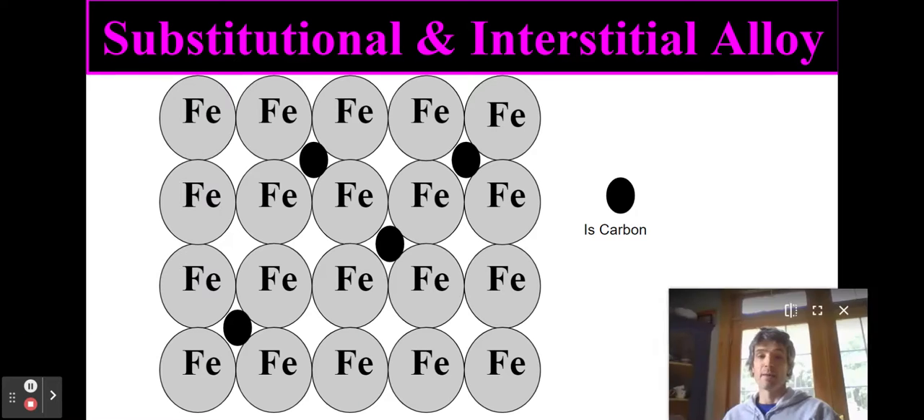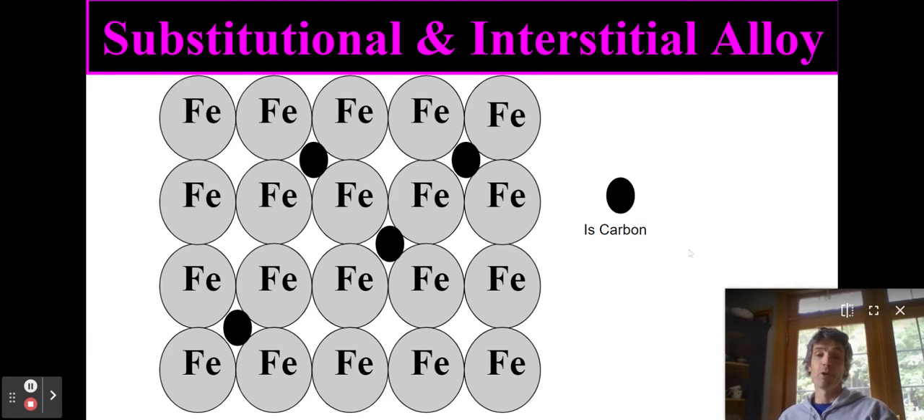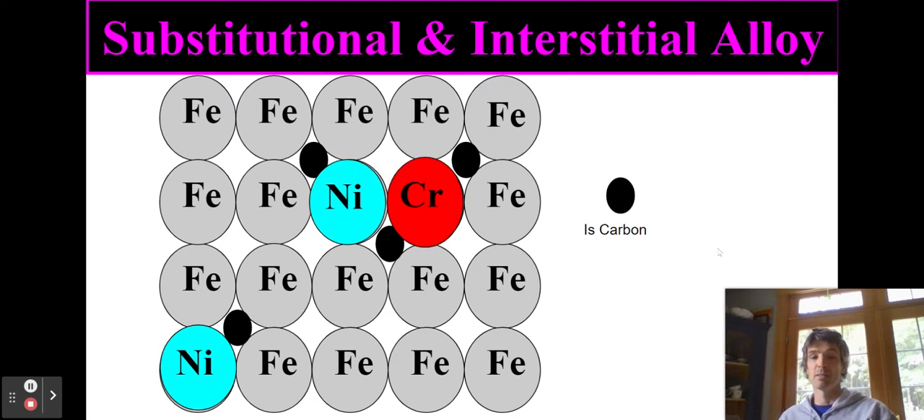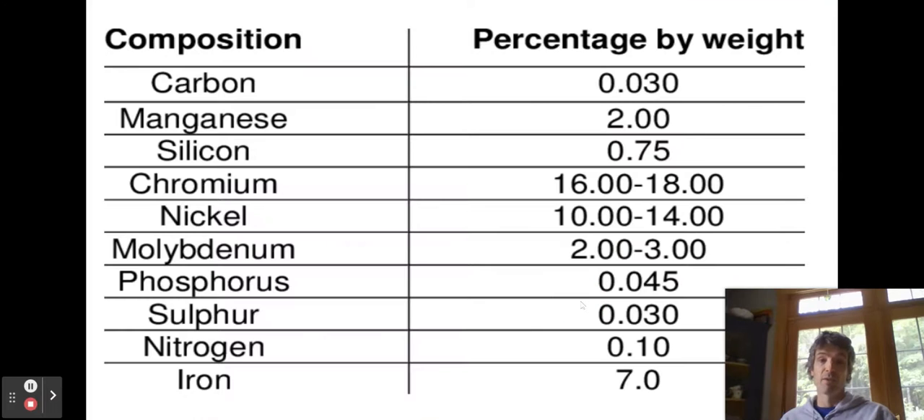Now, you can combine them. You can have both. Here I've got steel, and to get to stainless steel, they substitute other elements. Here we've got some chromium and nickel, and this makes the overall alloy or mixture have some really great properties. Right here is an example of the different elements that go into stainless steel. It's incredible. I hope this helps you understand the particular nature of the two types of alloys.